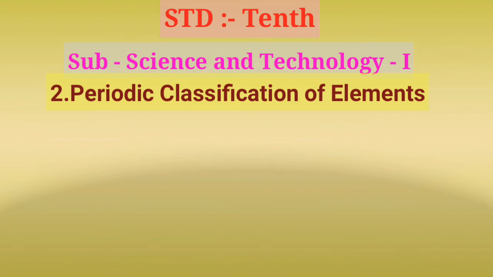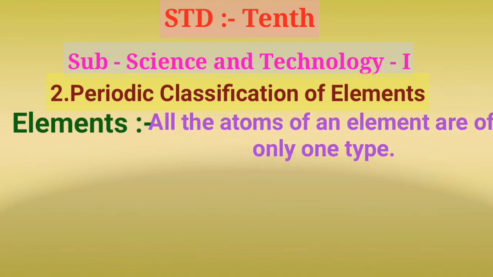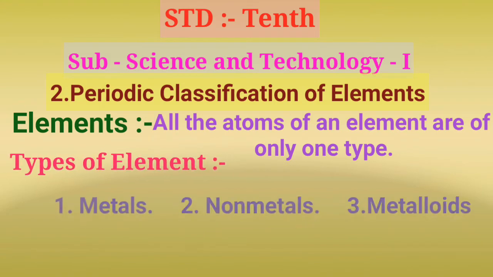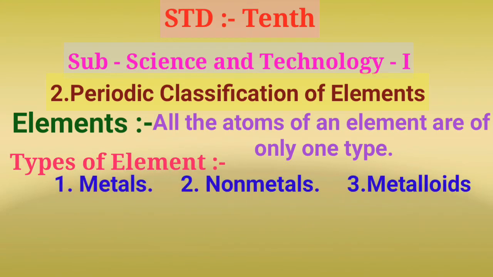We have learned the properties of elements in the previous standard. All the atoms of an element are of only one type. Elements are of three types: metals, non-metals, and metalloids.